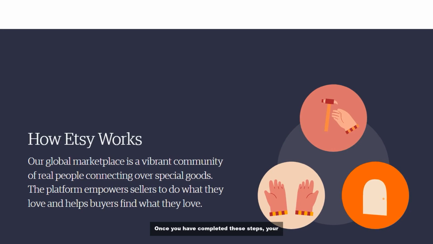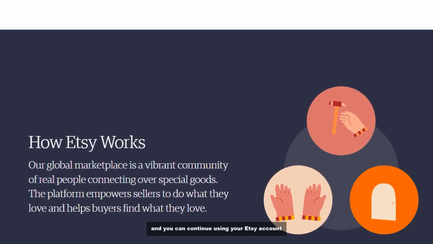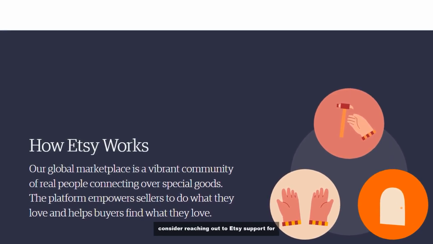Once you have completed these steps, your two-factor authentication should be reset, and you can continue using your Etsy account securely. If you encounter any issues, consider reaching out to Etsy support for further assistance.